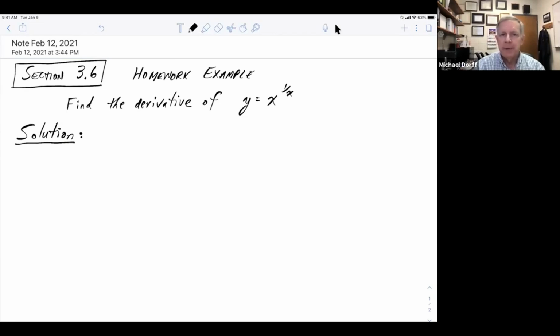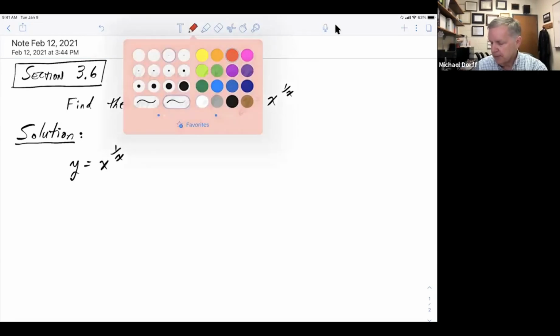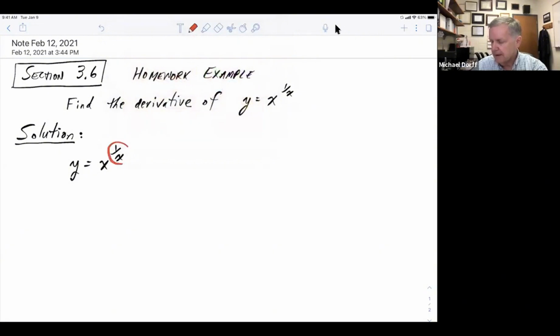We're in section 3.6, and we're looking at a homework-like example. In this example, we're finding the derivative of y equals x to the 1 over x power. So we look at this. We have y equals x to the 1 over x power. What's unusual about this problem is we have x's in the exponent, and we have an x term in the base.